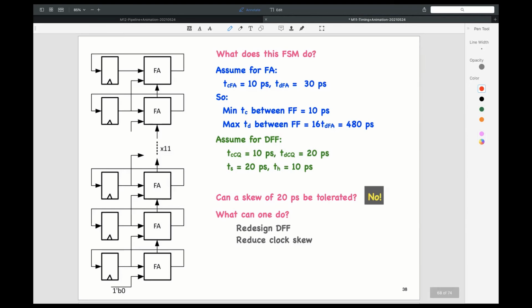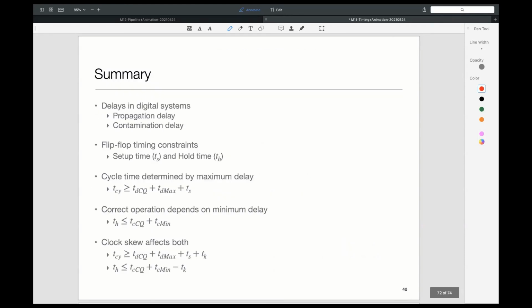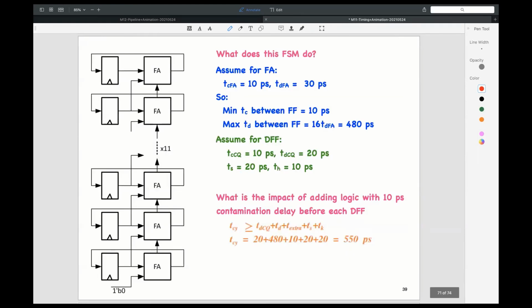Reduce clock skew. Okay, so I can do that. Neither one of these is practical though, just bear that in mind, right? I mean, the flip-flop is whatever it is. So you have to catch these problems at design time, right? Once you ship it out to TSMC or whatever to fabricate your chip, it's too late. You have already spent millions of dollars. So add logic with 10 picosecond contamination delay before each D flip-flop. So you could do that. So anyway, those are some of the measures you can take.